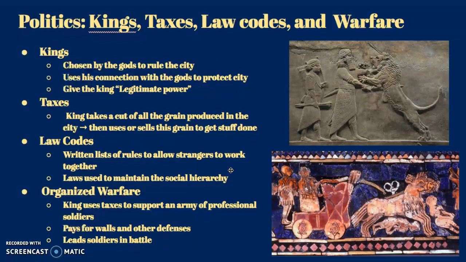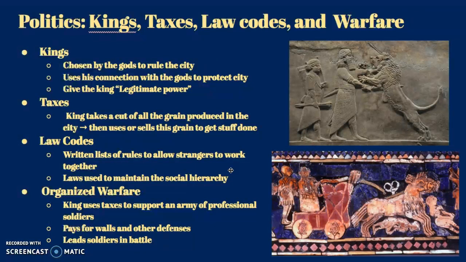to do stuff. One thing that they would do is they would establish law codes. So they would write down a list of rules, and this would allow strangers to work together. So all the strangers in the city didn't know each other, but they all knew the same system of rules, so they could all cooperate and work together. This was also used to maintain property and social hierarchy, which we'll look at a little more later.